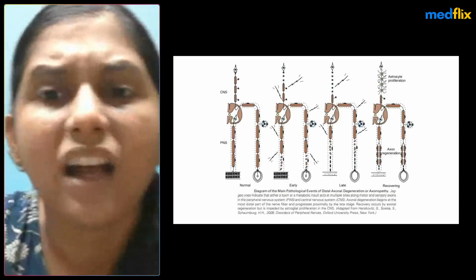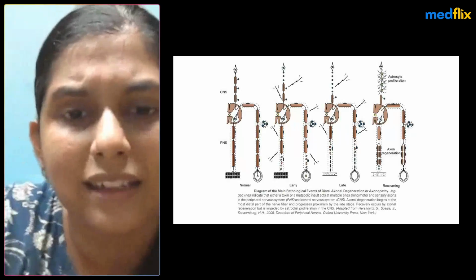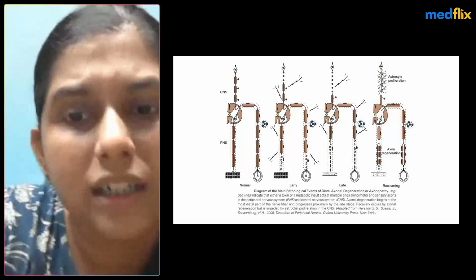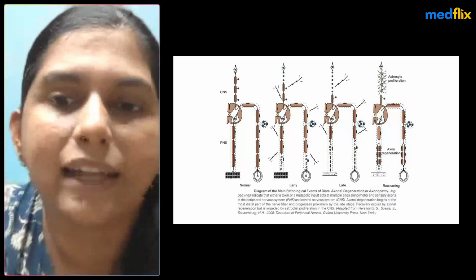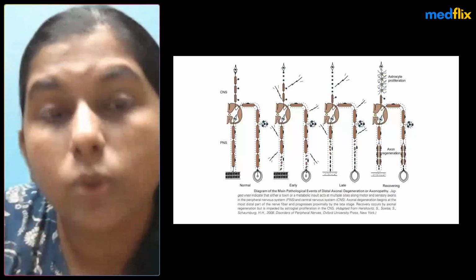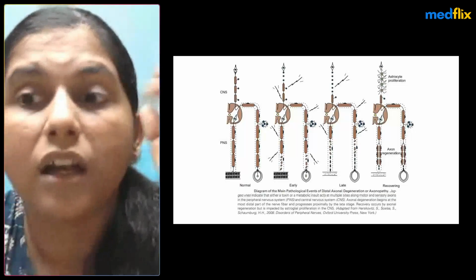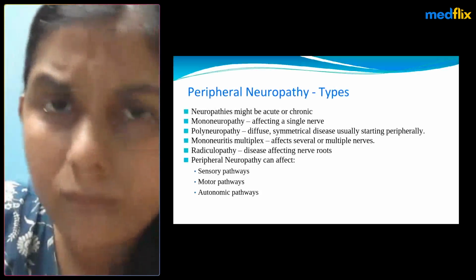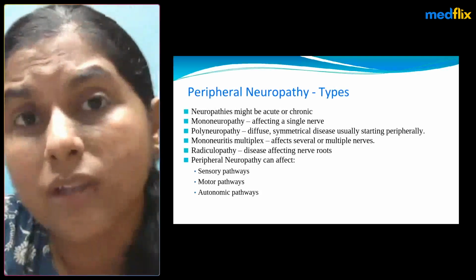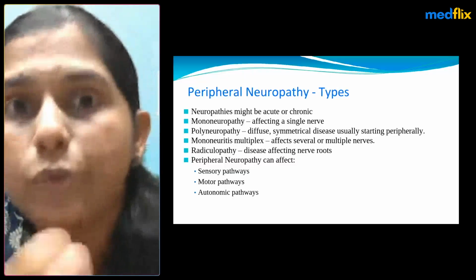So this is again an illustration of the same, and we see the temporal progression from early to late to, if there is a stage of recovery, how there is a dying back destruction within the peripheral nerve axon. And now, this was the pathophysiology.